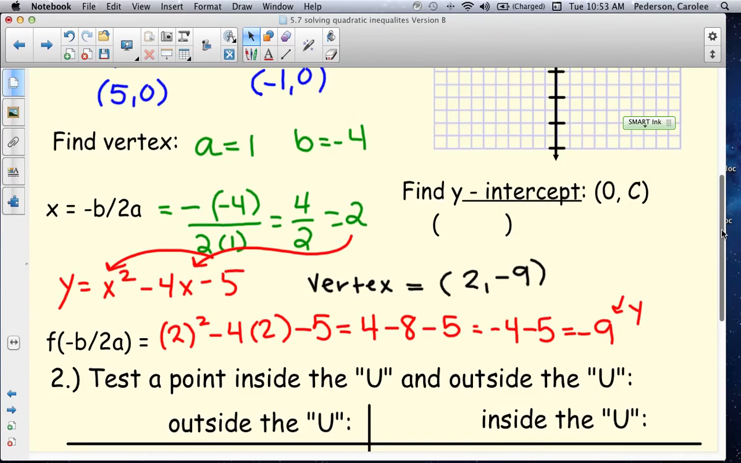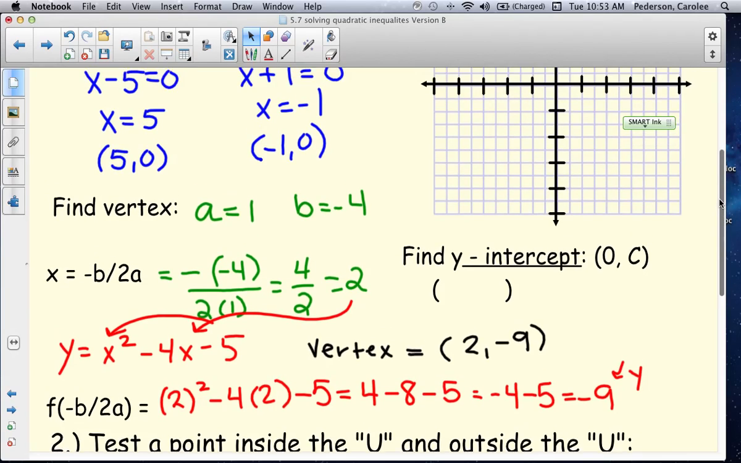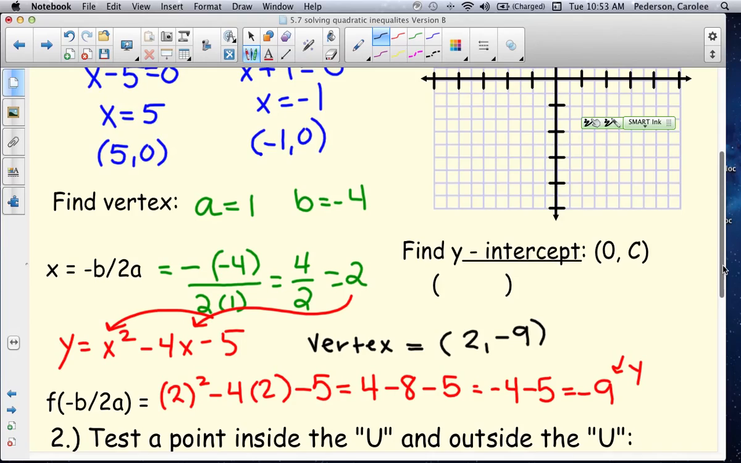We'll find one more piece. Let's find the y-intercept of the parabola. Well, the y-intercept is the c in standard form. So if I go back up to the problem, the c is right here, -5. So then my ordered pair for my y-intercept is 0, -5.